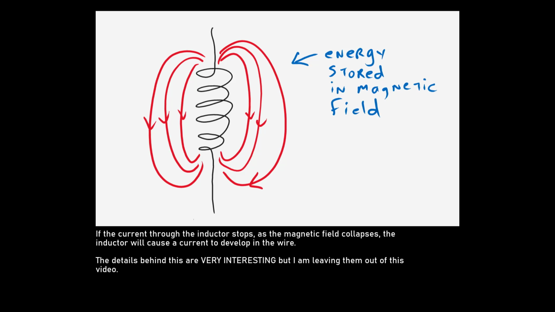Another interesting point about an inductor, and it's not obvious from the diagram, is that an inductor stores energy in the magnetic field that it develops. In fact, if the current stops, the magnetic field will collapse, and it will release that stored energy as more current. So in a sense, an inductor you could think of as acting as a temporary battery.